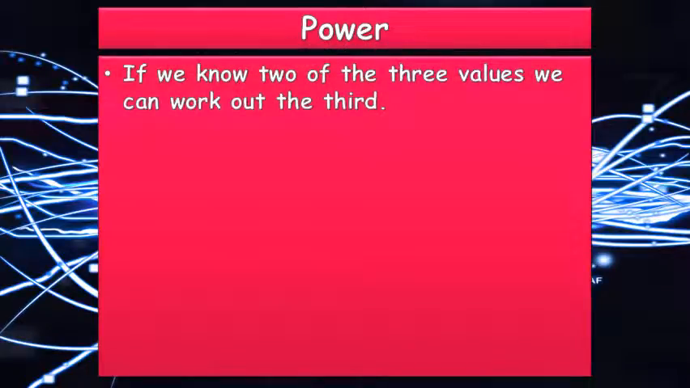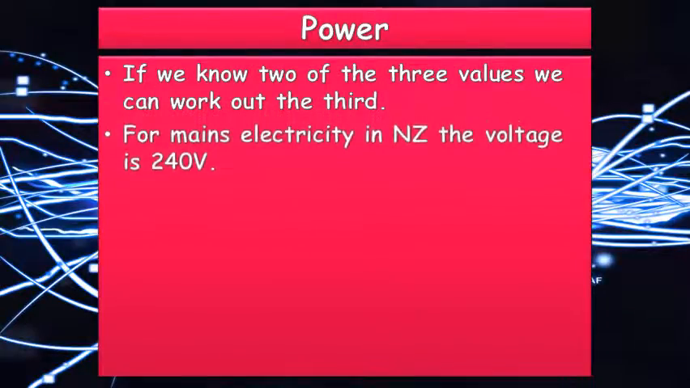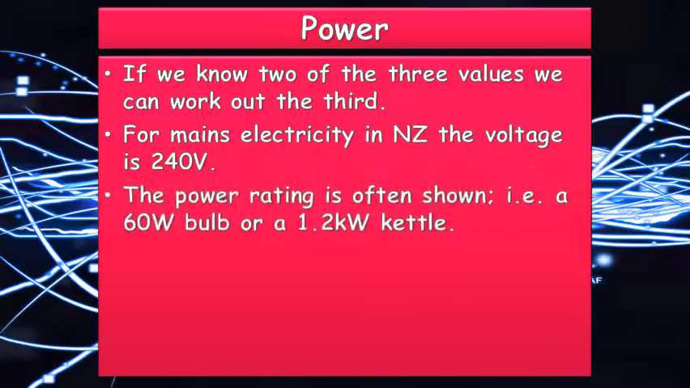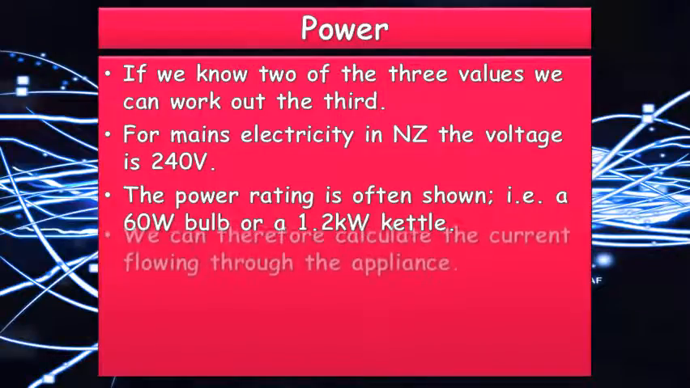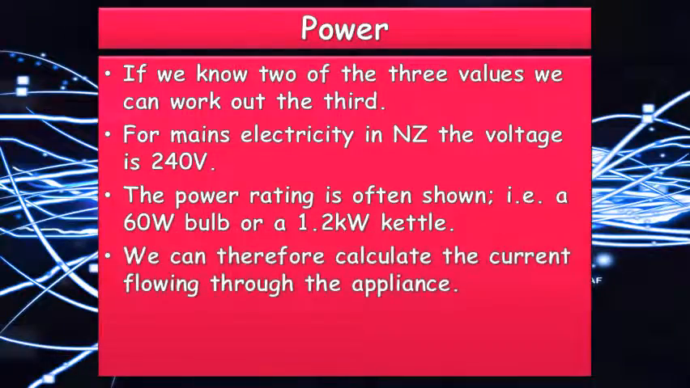So if we know two of the three values in an equation, we can work out the third, which is pretty much what you'll do for level 2 in terms of power equations. For mains electricity in New Zealand, the voltage is 240 volts. That's the standard value. The power rating is often shown as a 60 watt bulb or a 1.2 kilowatt kettle, for example. So we can calculate the current flowing through any appliance because we have both the power and the voltage.